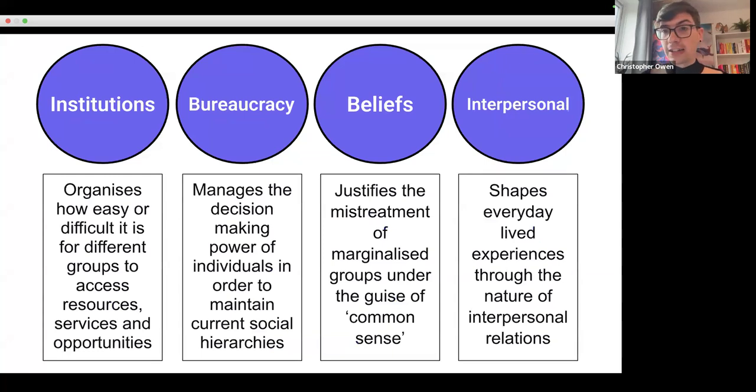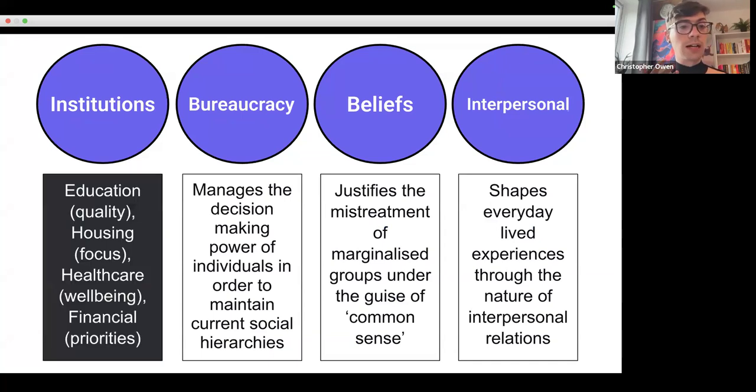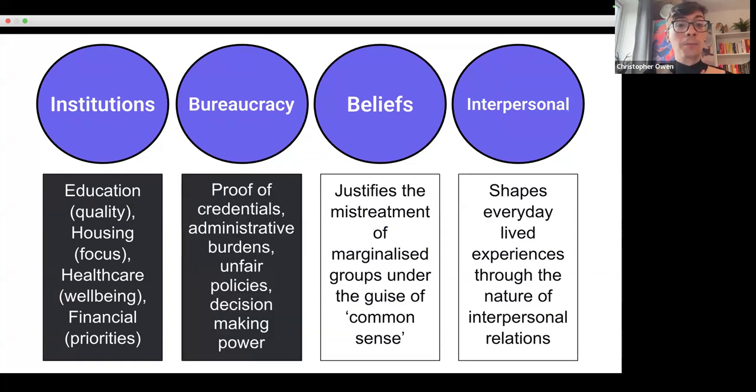When we look at these 4 areas, we can think about what's going on. So I've talked about education, housing, healthcare, and financial, all different institutions. Bureaucracy, these are going to be things like proof of credentials when you're hiring somebody, getting that proof. The administrative burdens that they might have to go through. So if you're asking people for their gender marker and they're non-binary, there's a huge administrative process that they have to deal with. Unfair policies and who has decision-making power. All of these are bureaucratic mechanisms that are going to contribute to the harm of marginalized communities.